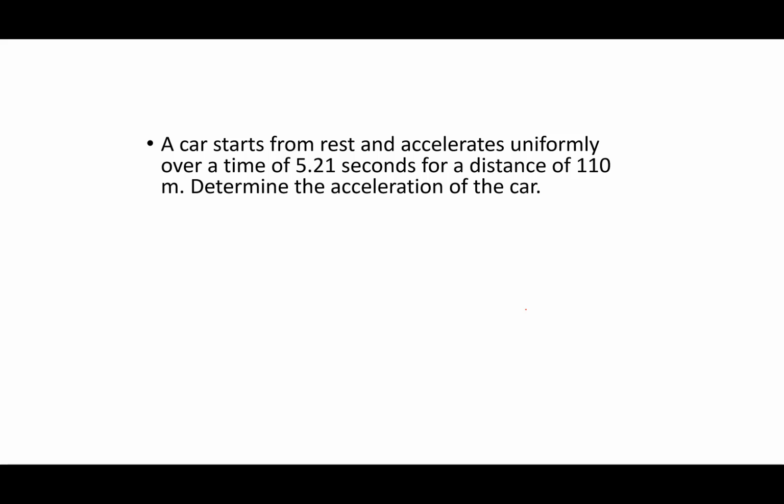Here, a car starts from rest and accelerates uniformly over a time of 5.21 seconds for a distance of 110 meters. Find the acceleration. So, seconds lets you know that this is a time. From rest lets you know that vi is 0. Distance, 110 meters. That's a delta x because meters. And acceleration is what you need. So there we go. Vi, time, delta x, and acceleration is what I need.